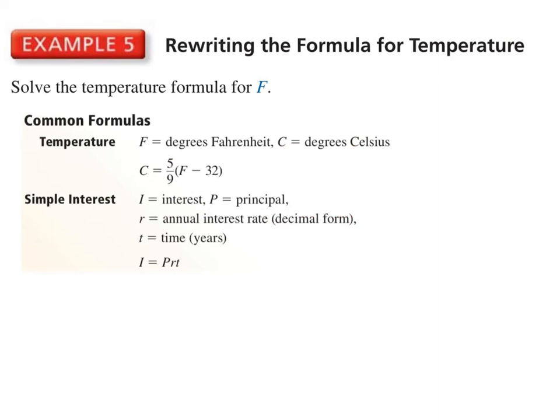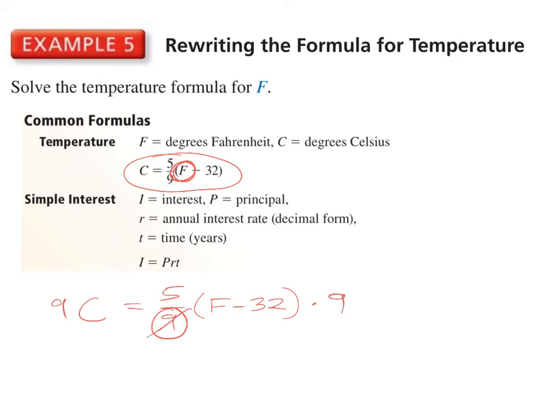Okay, solve the temperature formula for F. All right, here we have the temperature formula, going from Celsius to Fahrenheit, or Fahrenheit to Celsius. I need to isolate this F. Okay, how do we do this? All right, just have to apply simple mathematical principles. I have this denominator here, this 9. How do you get rid of it? You multiply by 9, both sides. Cancels. So now I have 9C is equal to 5 times F minus 32.